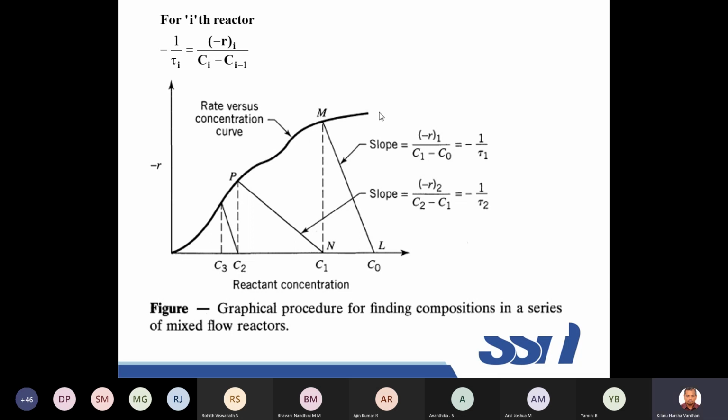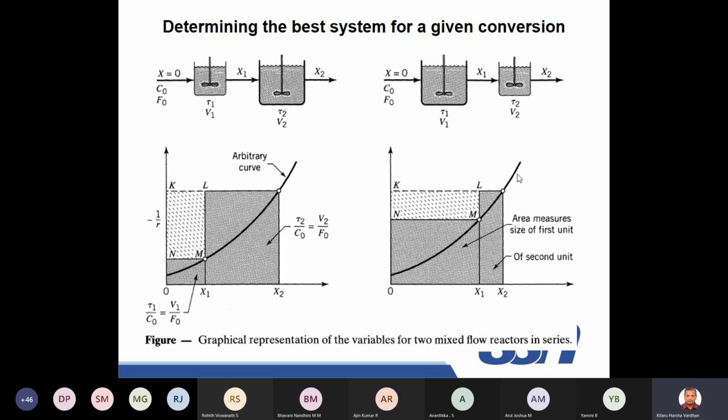It's experimental. You have to do an experiment for a particular reaction. If you don't know the order, then you have to do a differential analysis. You have to go on drawing the slopes and then try to find out the order. Once you know the order, the k is nothing but the slope. With that k, you can put minus rA equals k CA to the power n. Then you can do it.